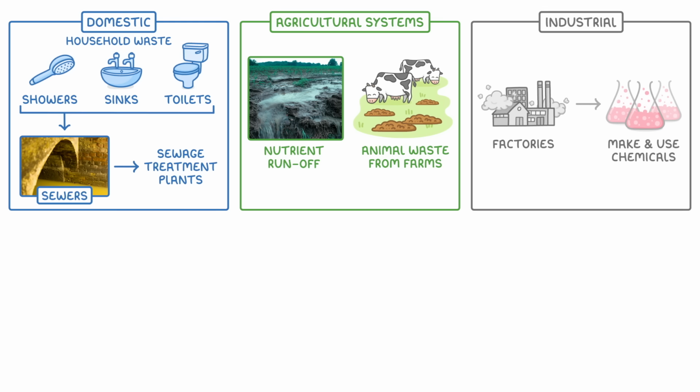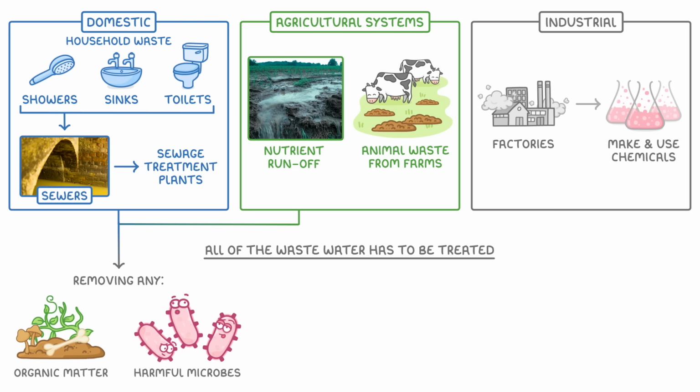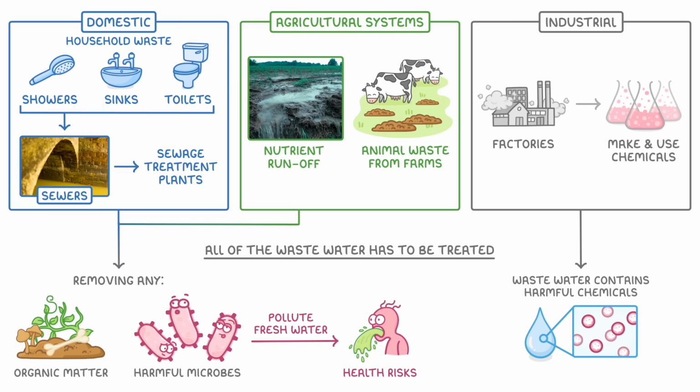Regardless of the particular source though, all of the wastewater has to be treated to make it safe before we can properly dispose of it. For domestic and agricultural sewage, this generally requires removing any organic matter or harmful microbes which could pollute the fresh water and pose health risks. In addition to this, wastewater from industrial processes often contains harmful chemicals as well, and so requires extra steps to remove them.